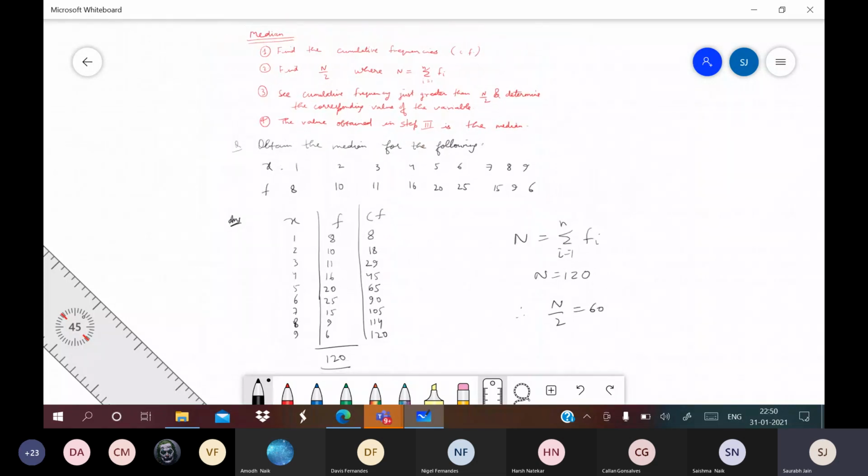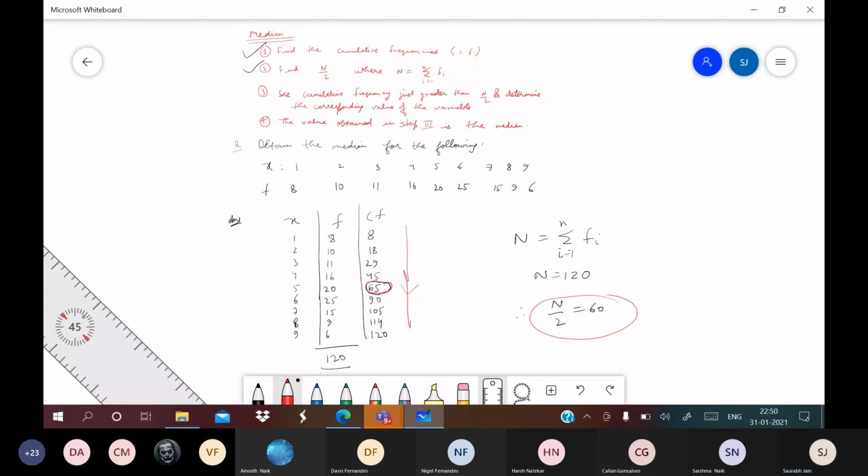Now see, this step is also over. Find n by 2. Now what? See cumulative frequency just greater than n by 2. This value, the one that I have circled, is that value of cumulative frequency which is just greater than 60. N by 2 is 60 here, and if you observe the cumulative frequencies, 45 is less than 60 and 90 is too much. So just greater than is 65.